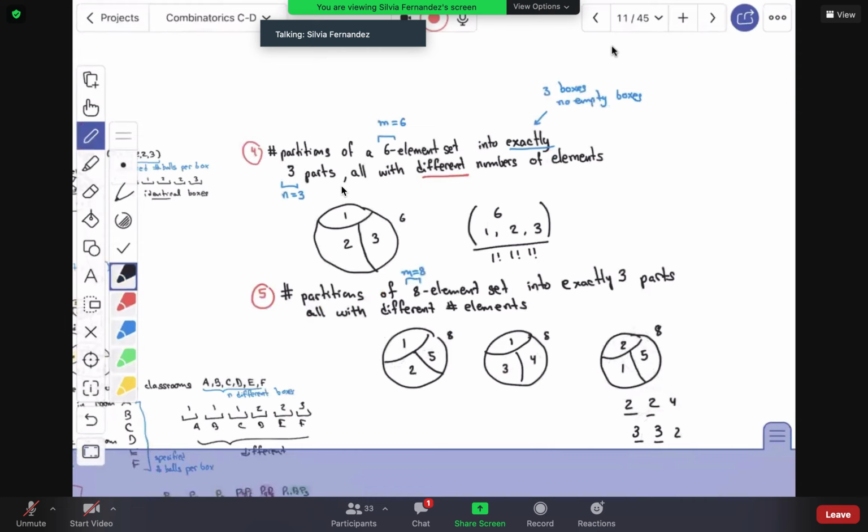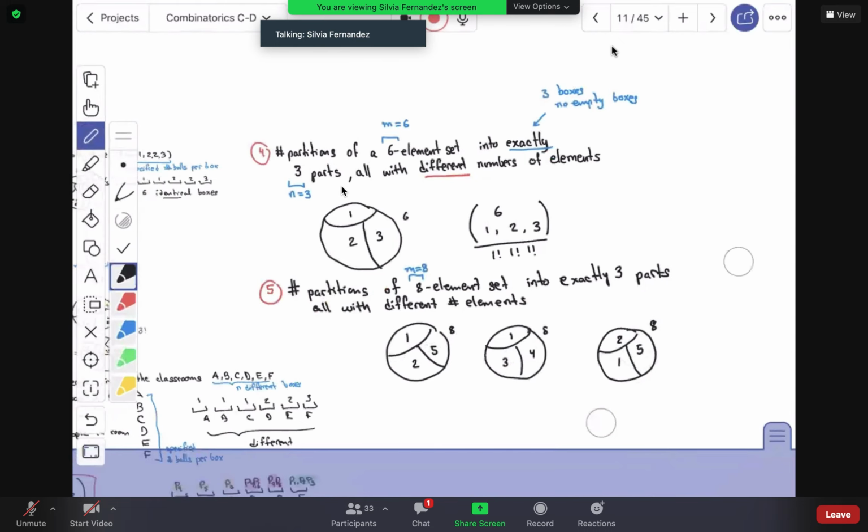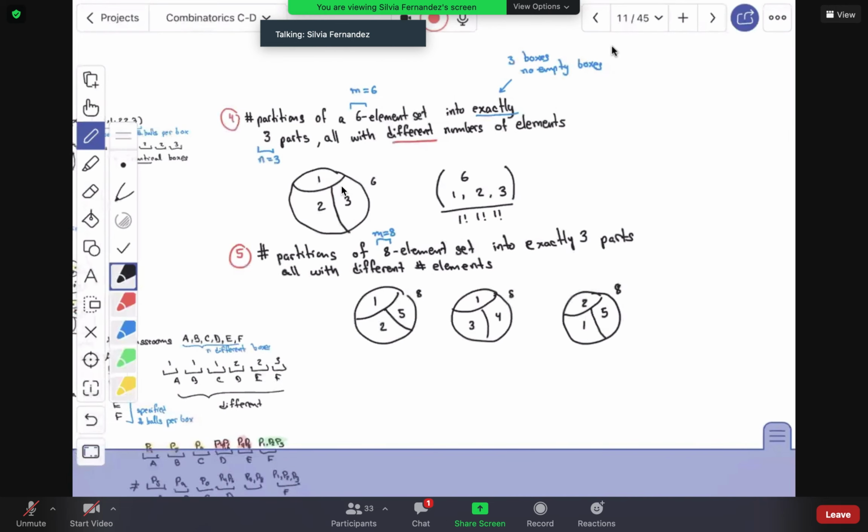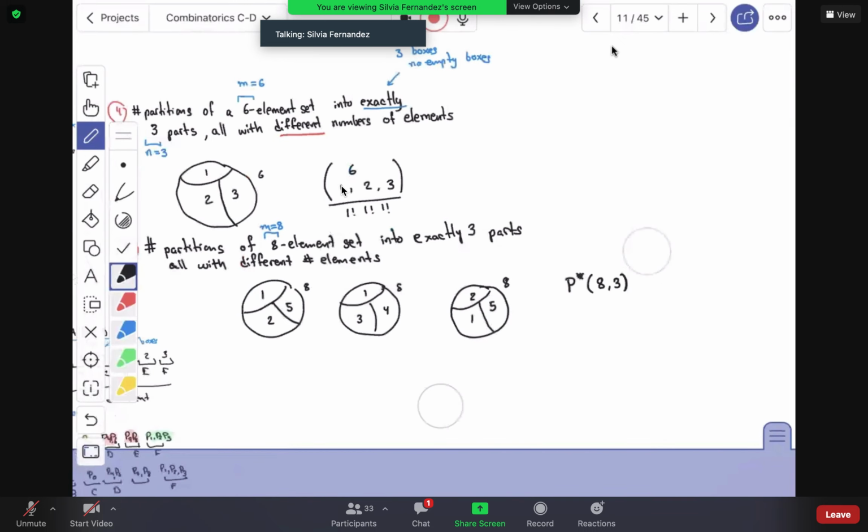I think that's it. And so that means these are partitions of numbers, right? Here, I'm first looking at all the different ways that I can write 8 as a sum of 3 different numbers. And by the way, that's the number of partitions where all the parts are different of 8 into 3 parts. So these are numerical partitions. In how many ways can I write 8 as a sum of 3 different numbers? I can have 1 plus 2 plus 4. I can have 1 plus 3 plus 5.